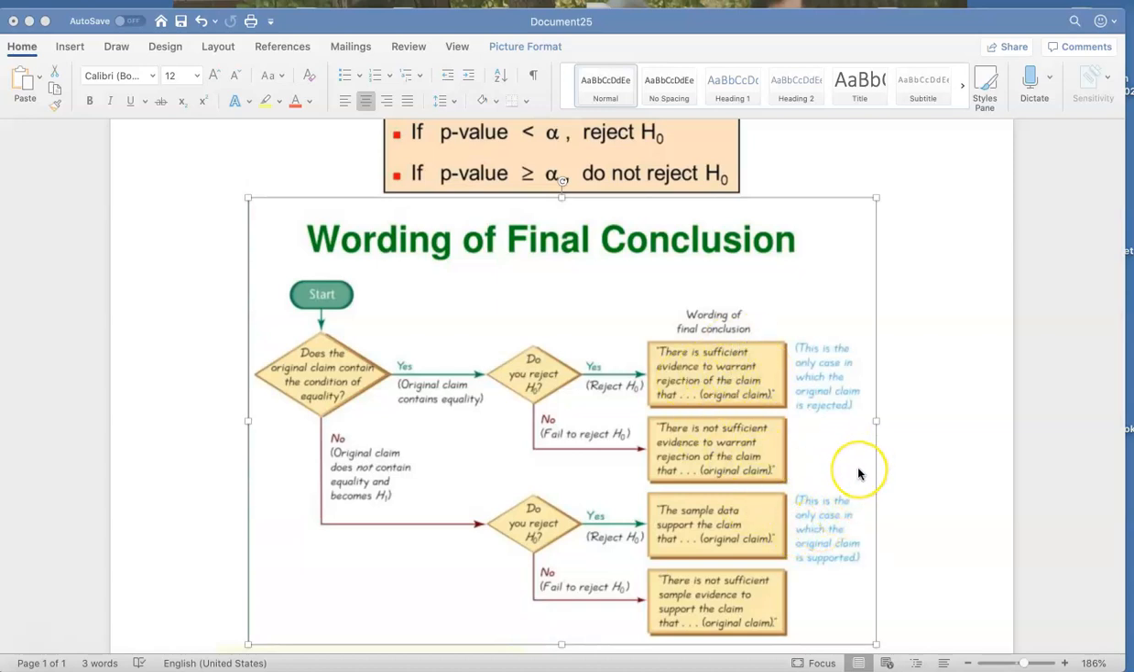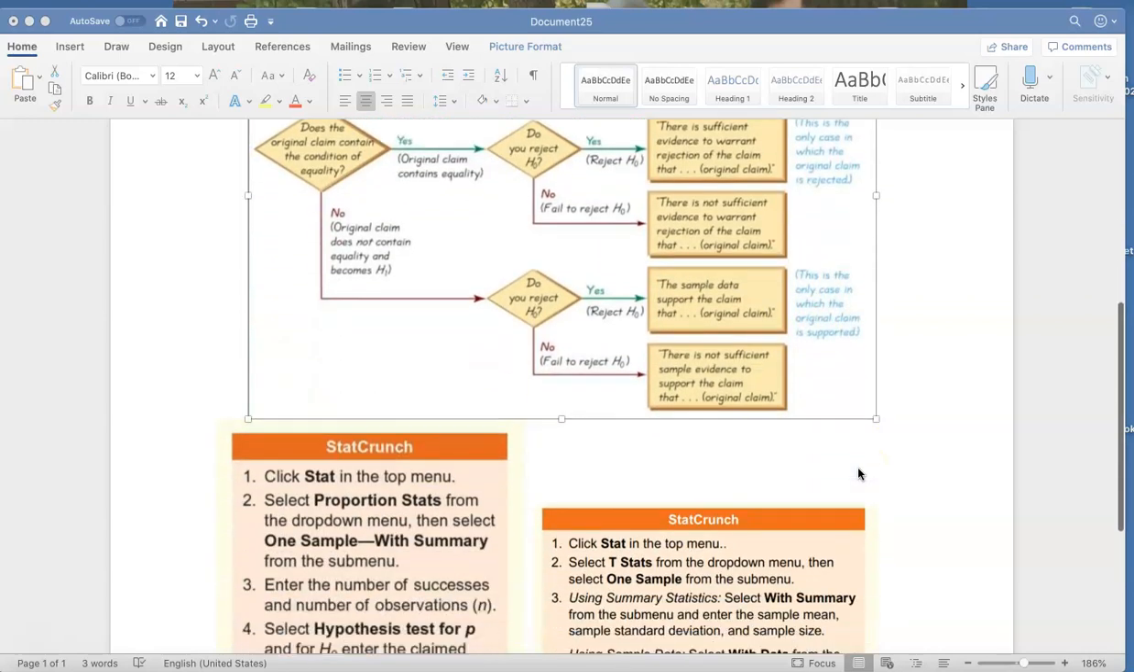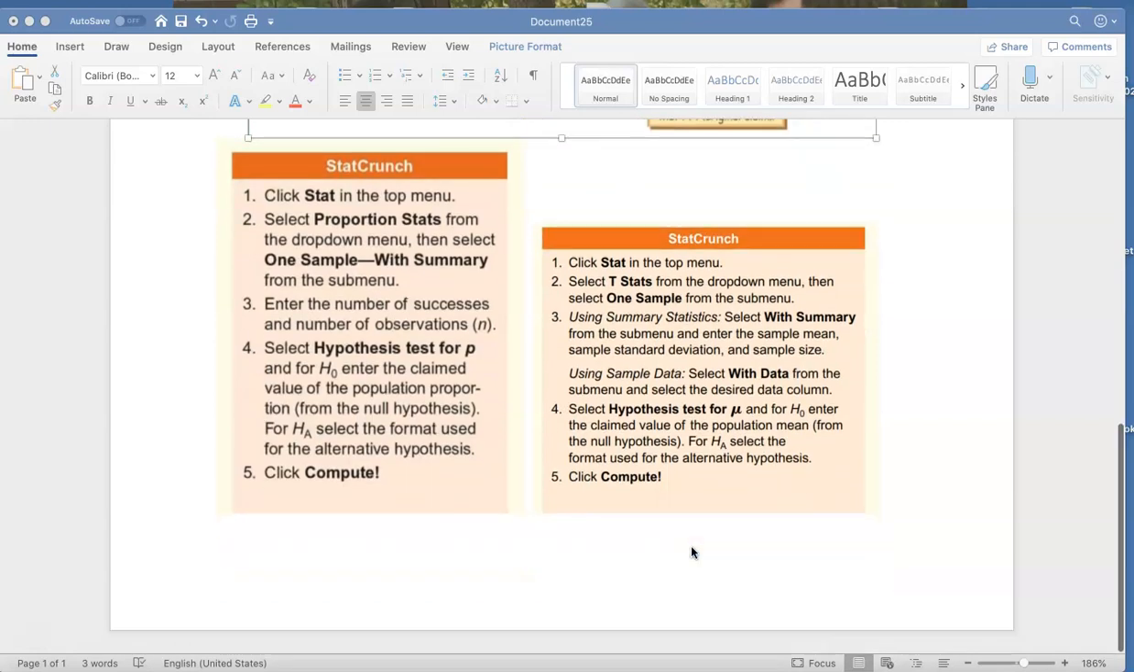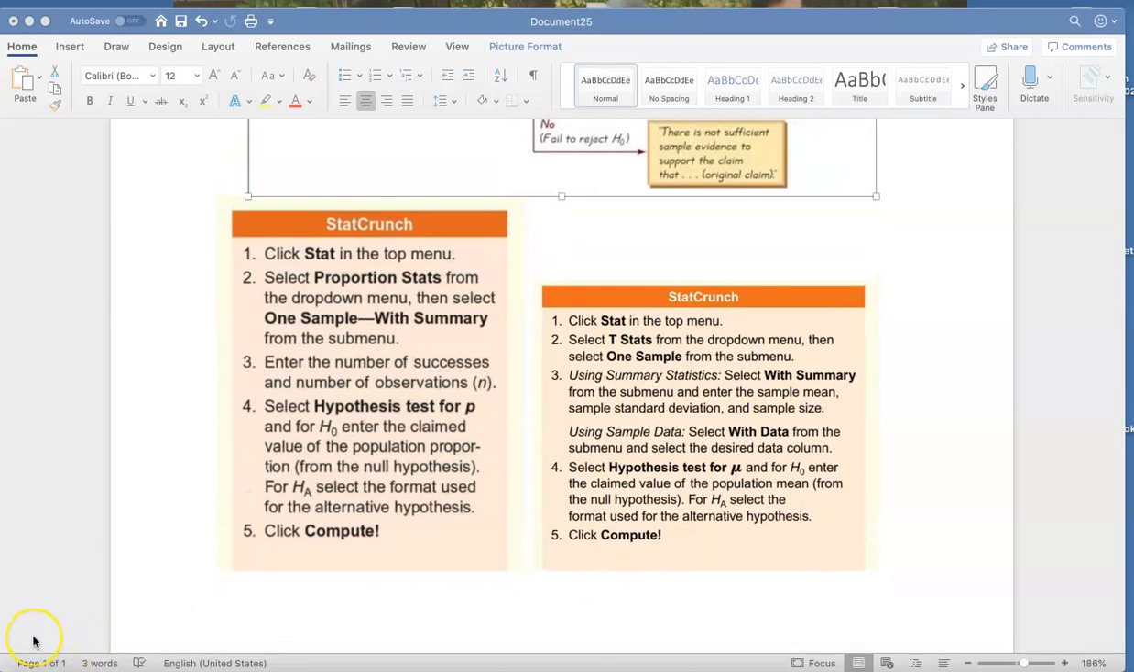I'll make this accessible to you and you can really read through it. And then I found these little tables that tell you how to use StatCrunch. These are the two main tests you're doing: stat, proportion stat, one sample with summary. And then you go from there. With the t-stats, you could probably have one sample with data. Occasionally you have data. If you do, you have to copy it into the StatCrunch table and go from there. But I'll make this accessible to you.